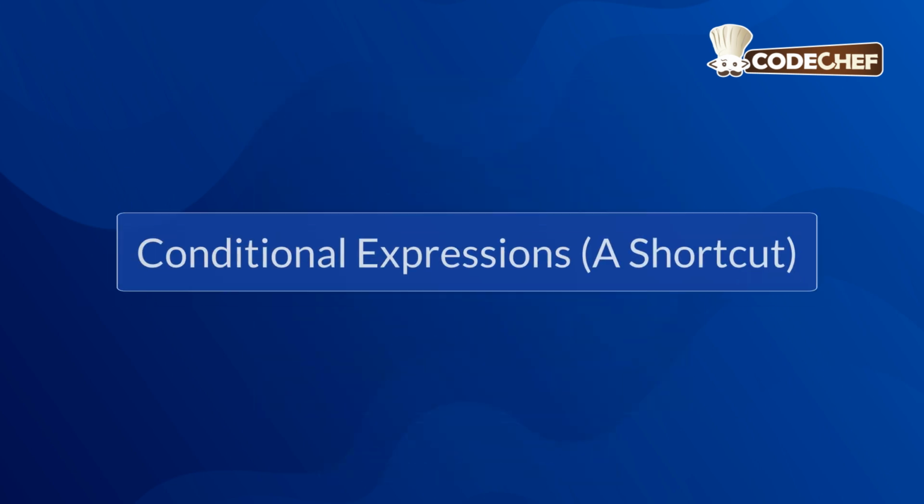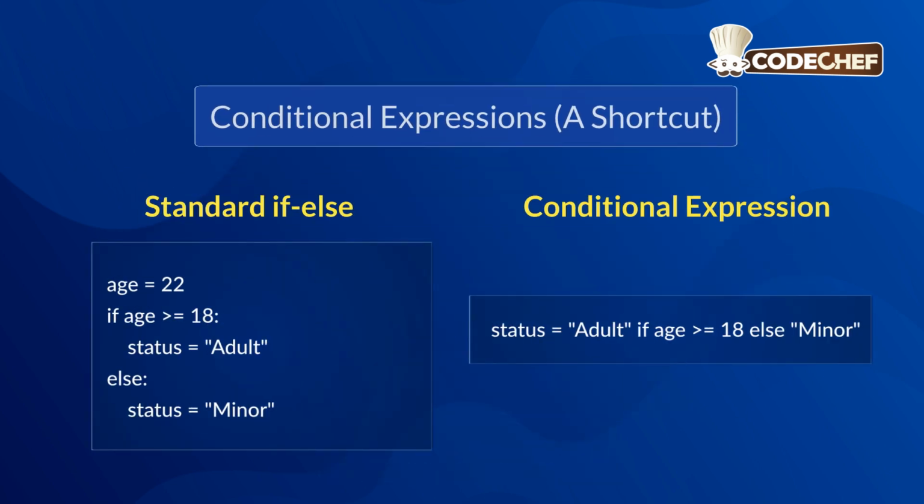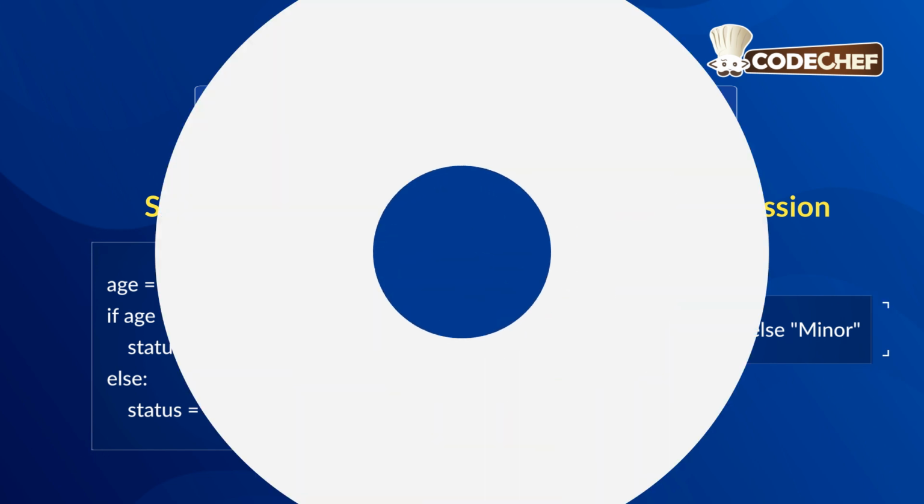For simple if-else logic, Python gives you a clean, one-line shortcut called a conditional or ternary expression. It's perfect for assigning a value to a variable based on a single condition. You write the true outcome first, followed by the if condition, and finally the else outcome. It's a compact and highly readable way to handle straightforward choices, turning 5 lines of code into just one.